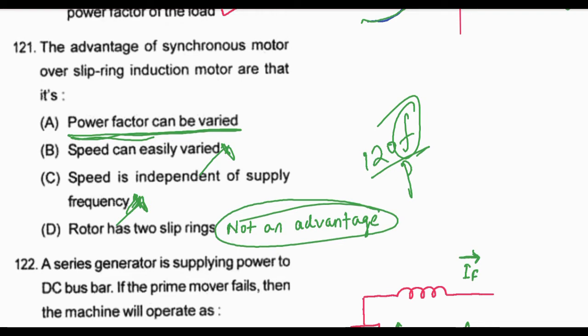In the case of a slip ring induction motor there are 3 slip rings, and in the case of a synchronous motor there are 2 slip rings, and this is not an achievable advantage. So we will consider option A to be the answer, because power factor can be varied in a wide manner.